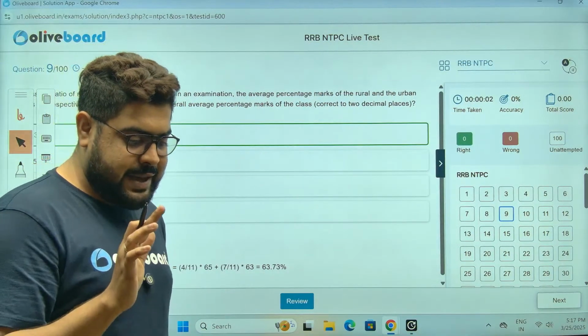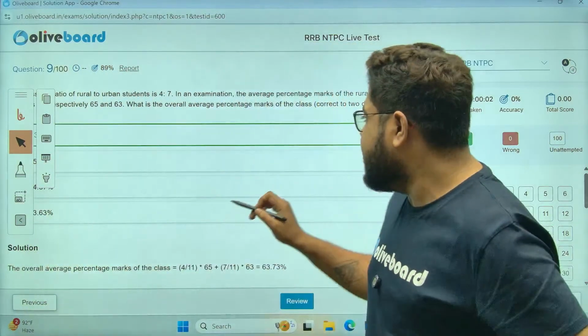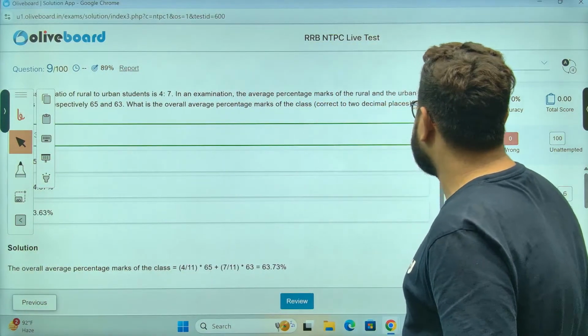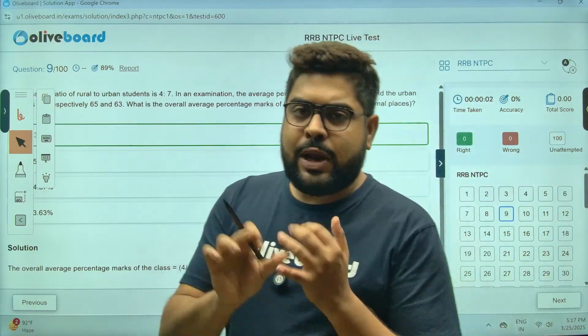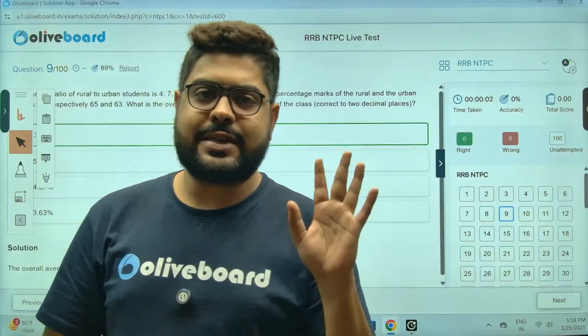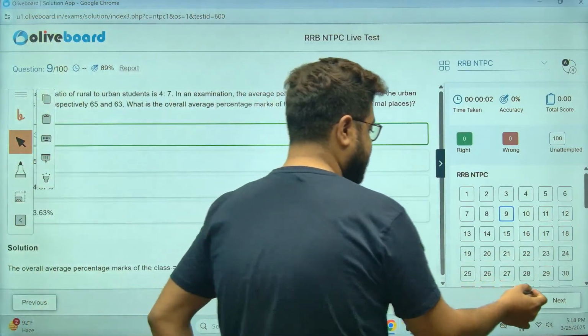Use your concept. We have not done a single line of calculation. This is purely based on concept. No formula, nothing. Moving on.